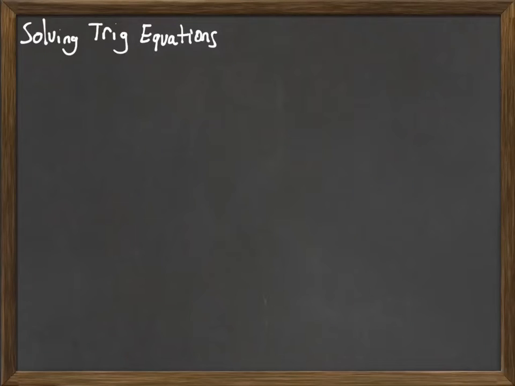In this video, we want to talk about solving trig equations. So we want to review a little bit about how we have to solve trig equations. We're going to start with one that's pretty basic: cosine x equals -1/2.